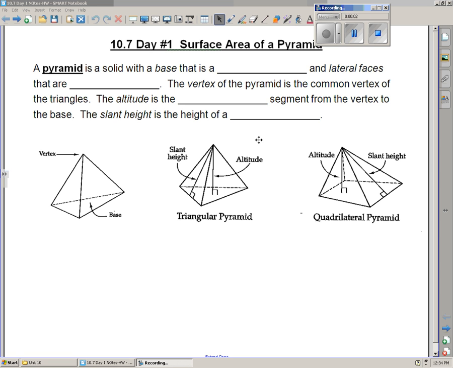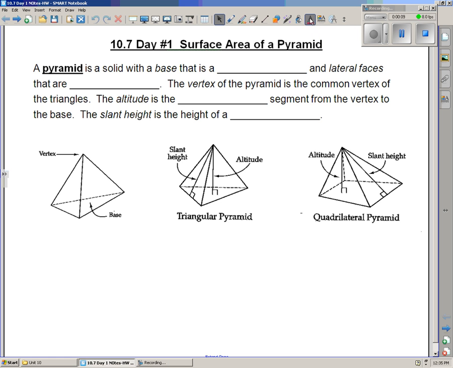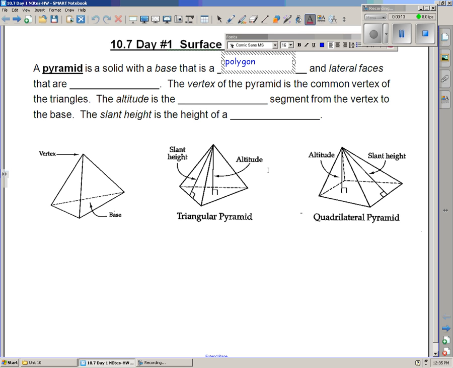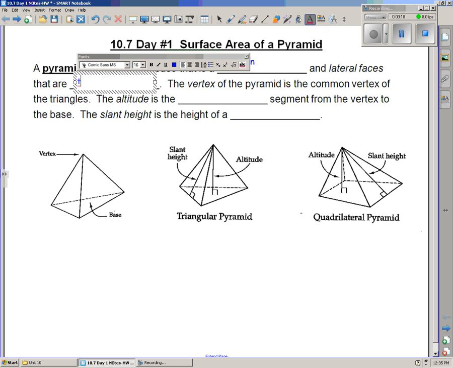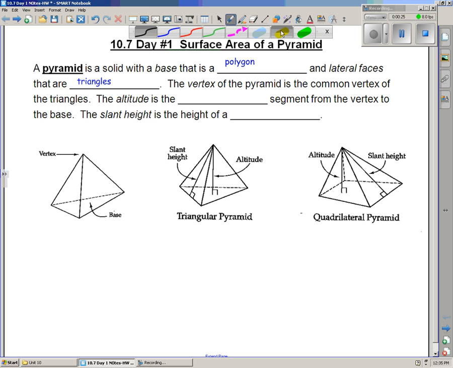So today we're going to talk about pyramids. A pyramid is a solid with a base that's a polygon, and lateral faces that are going to be triangles. The vertex of the pyramid is the common vertex of the triangles. So the vertex of the pyramid happens to be the common vertex of all the triangles. It's not the individual vertices of the base. It's just the point where all those triangle faces meet together.